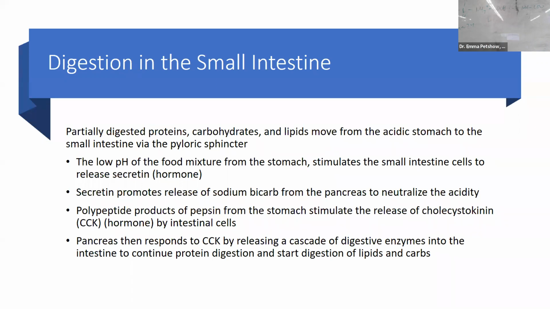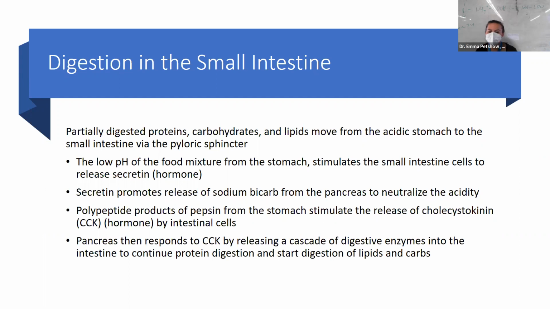So once acid enters there, there are chemoreceptors and pH receptors that say, hey, stomach contents have entered, I need to now release my digestive enzymes. Secretin is the hormone that they release first. Secretin promotes the release of bicarb from the pancreas to neutralize the acidity so you don't have caustic damage to the tissue. So we do see some bicarb buffer coming into play.